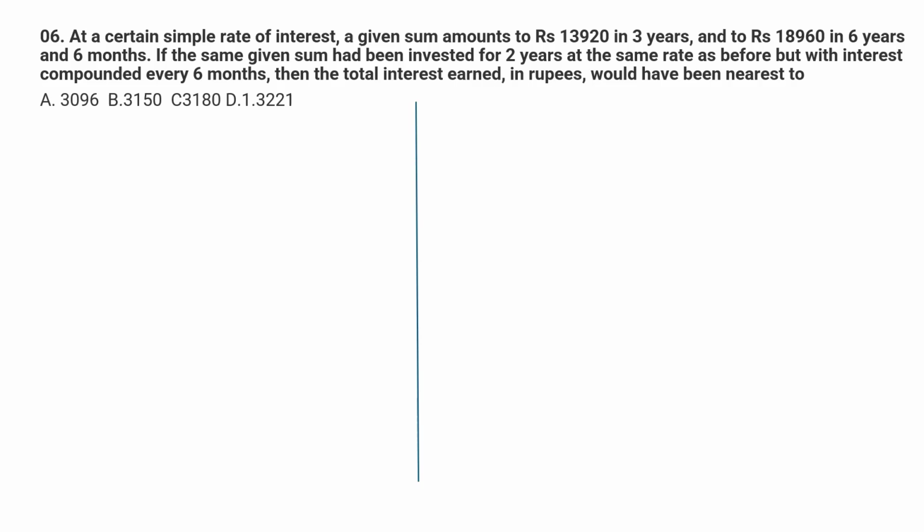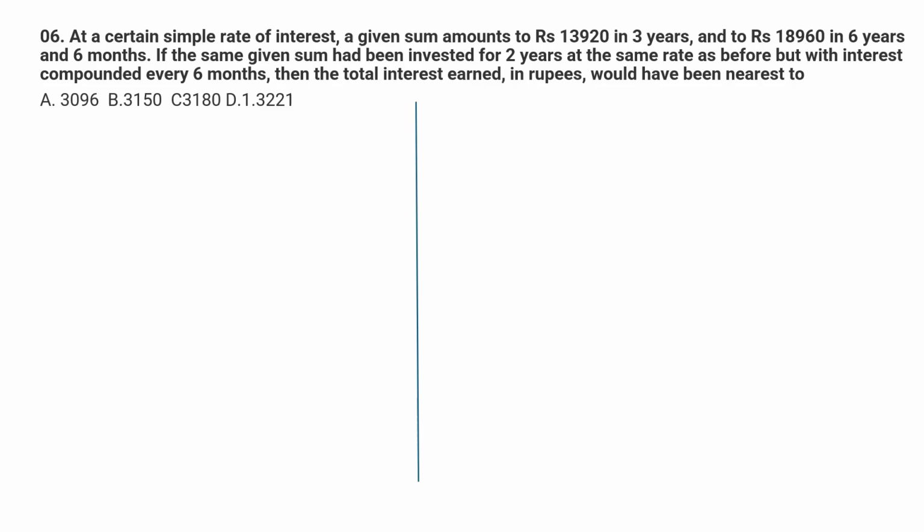18,960. So we can just calculate the difference between these 2 points, 3 years and 6 years 6 months, and then figure out the principal, right? Because in simple interest, the same interest will be earned every year, so the amount will increase equally every year, right?